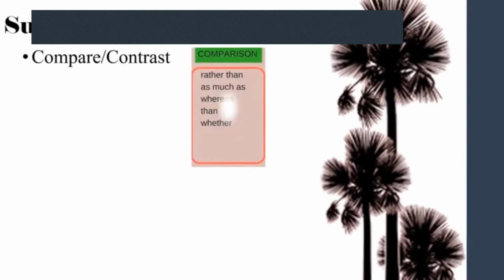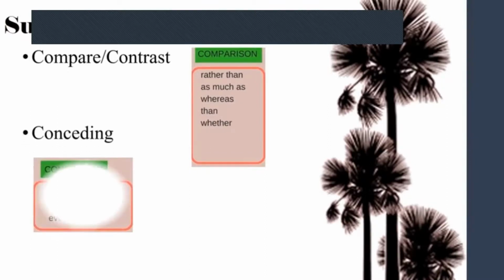Subordinating conjunctions can also help you compare and contrast. Make a concession. Again, when the clause starts with a subordinating conjunction, it is a subordinated clause. This means that the information is not as significant as the independent clause.